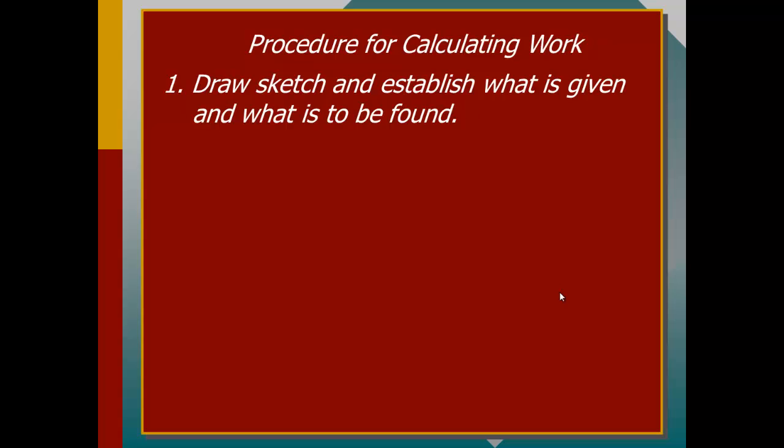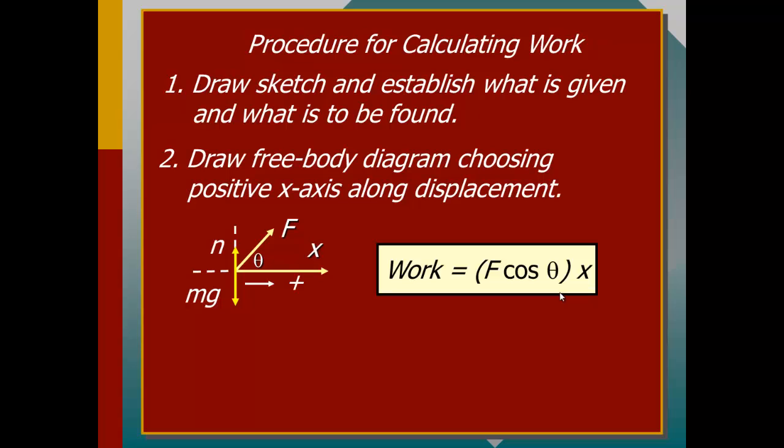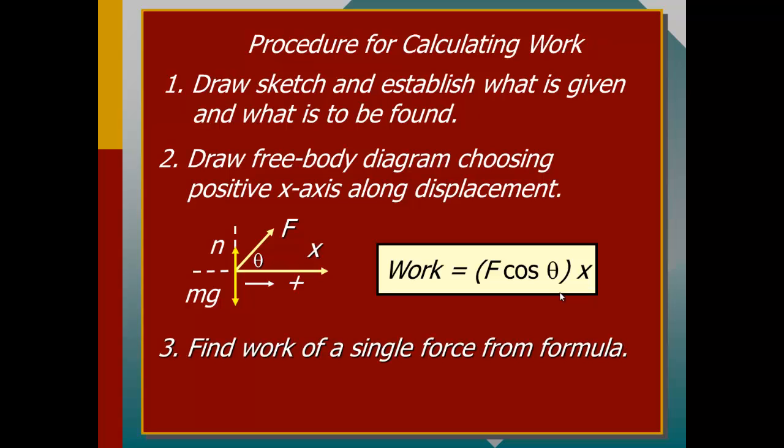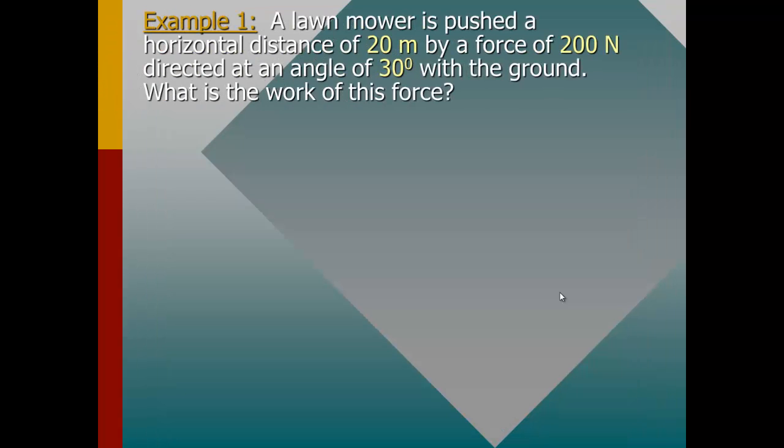The procedure for calculating work: draw and sketch, establish what is given and what is to be found, and draw a free body diagram, choosing the positive axis along the displacement. Here's an example. Then find the work of a single force from the formula. The resultant work is the work of the resultant force.